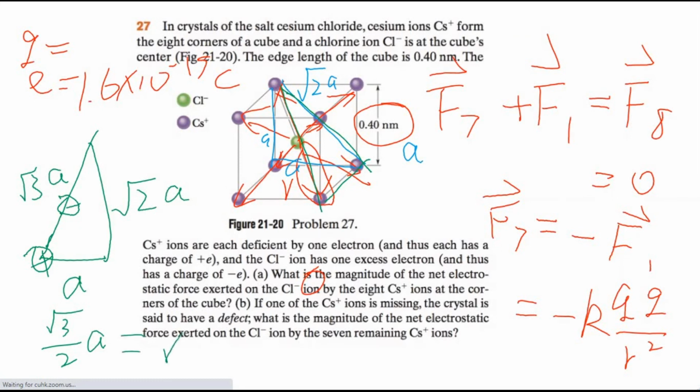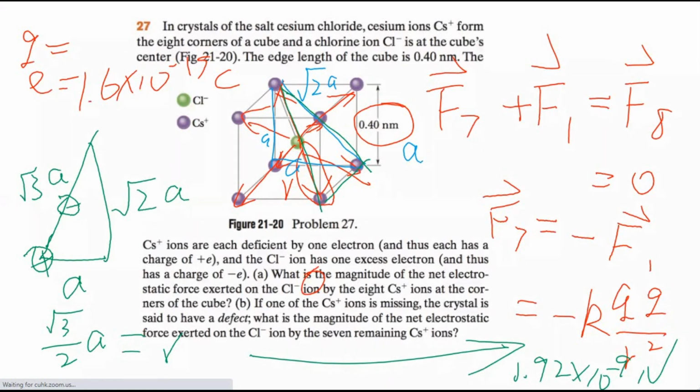Then we can put all these numbers into this equation, and the final solution would be 1.92 times 10 to the minus 9 Newton. That would be the total force. Of course it's opposite, so it goes in the opposite direction of the defect.